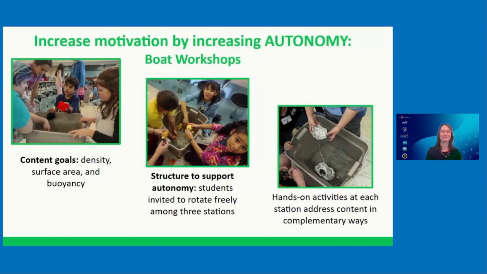behind it. So I'm going to go through some examples of different hands-on activities that showcase these ideas of autonomy, competence, and relatedness in different ways. I'm going to start with a series of boat workshops. Here we had content goals around density, surface area, and buoyancy, a combination of math and science. The structure that supported autonomy for these workshops was that students were invited to rotate freely among 3 stations. This is similar to what happened with the Dragon workshops, that students had that freedom to rotate.